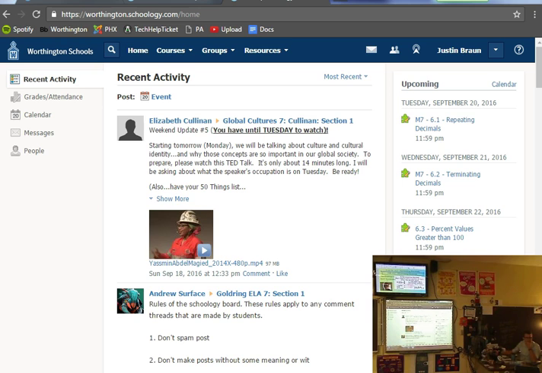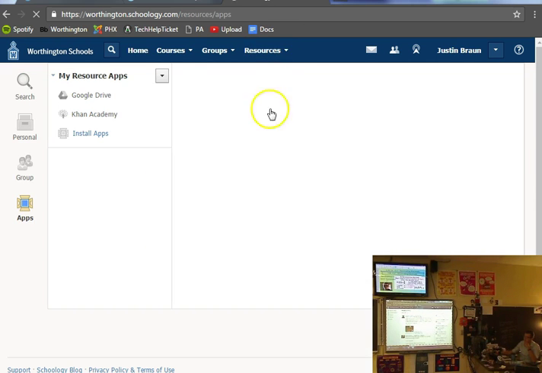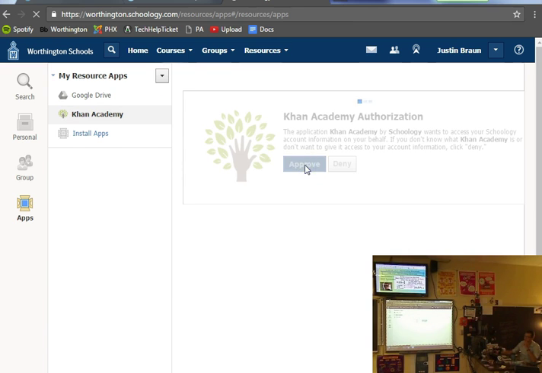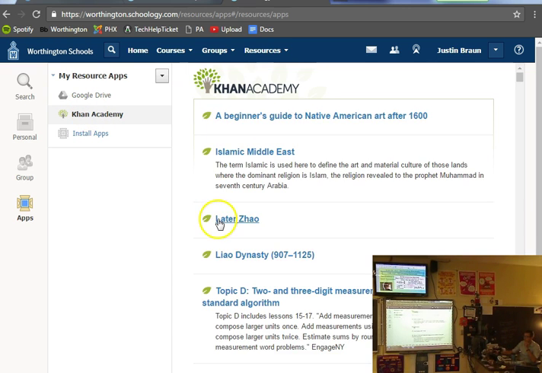Maybe people have trouble getting to Khan Academy. They don't know where it is. Isn't it towards the apps area? You can go to resources, and you can get your own resources. Your resource apps, you should already have Khan Academy because I have it in my class. But you would want to come in here and approve it so that it works better back and forth. So you can always go here, once my computer's done taking ages today. These are Khan's resources in Schoology.